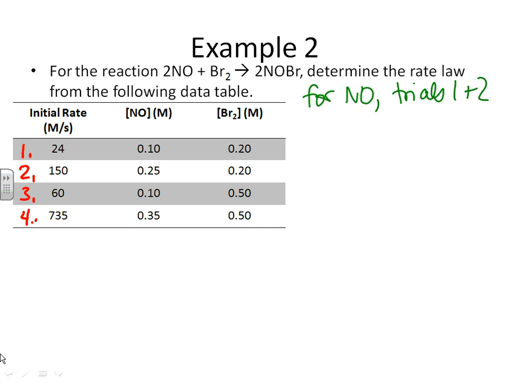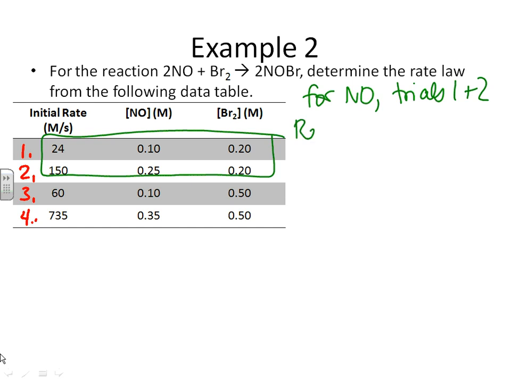I could use trials 3 and 4, but we're picking these two trials because the concentration of the bromine is staying the same. It's not changing, 0.2 to 0.2. You could use trials 3 and 4 as well and figure it out that way. I happen to do the math with 1 and 2. 3 and 4 is also an option. All right, and we're going to do exactly what we did in the last one, meaning write two rate laws, divide them, and simply solve.